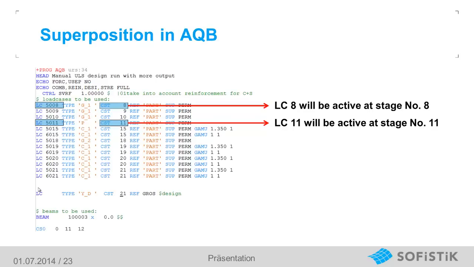You can see it here also in the next graphic: you can define in the program AQB first of all the load cases, and then you can tell the program when a load case, for example load case 8, will be active. So load case 8 will be active at stage number 8, but the pre-stressing load case 5011 will be active at stage number 11. And only the program AQB is capable of considering these different stress stages.